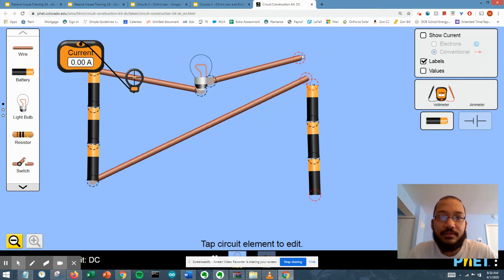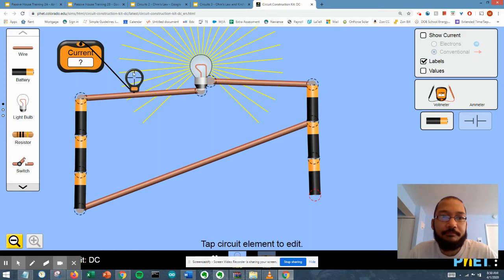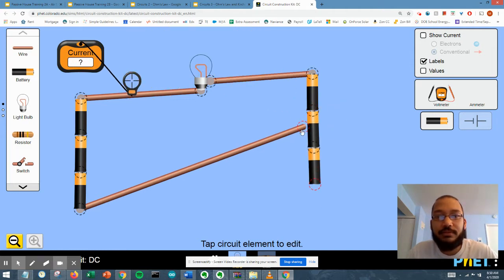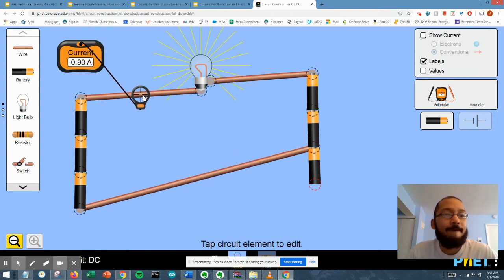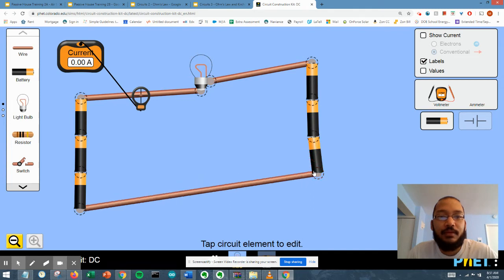Let's find out. I'm going to attach the top end here and the bottom end up there. Huh. The current went down. That's kind of weird. Maybe something's weird with that one, maybe I just need to add another battery. 0.9. That's weird. I think I just need one more battery. That'll really do the trick. And now the bulb doesn't light at all. So take a minute, think, why does that happen?